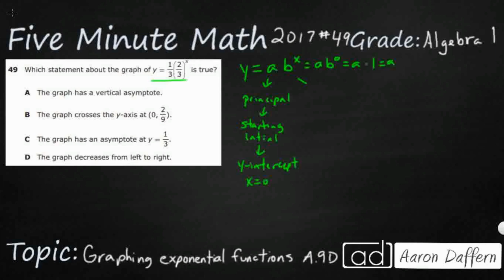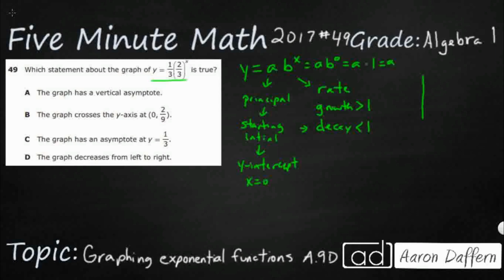Now this b here is the big giveaway. In this case it's 2/3. The b term is your rate, and it's going to be a growth rate if it is greater than 1. It is going to be a decay rate if it is less than 1. So we are dealing here with a decay rate. So let me show an example of each of these two.